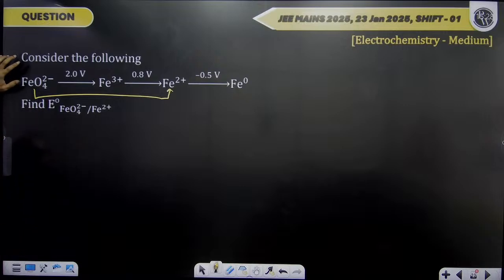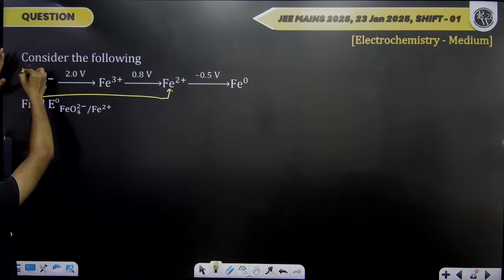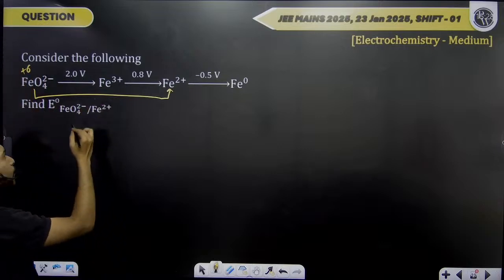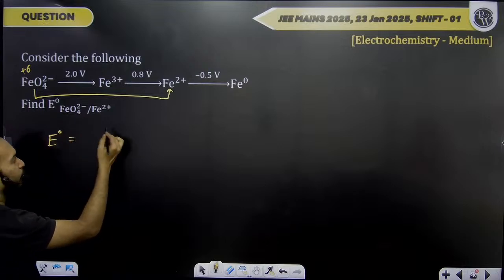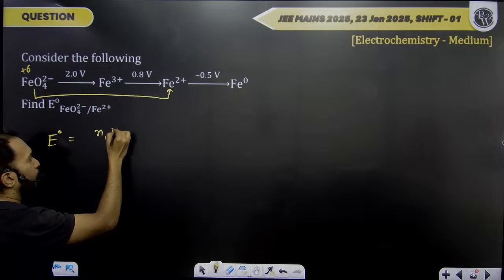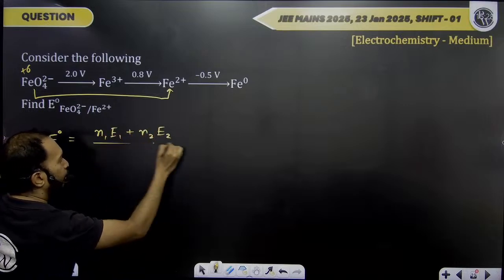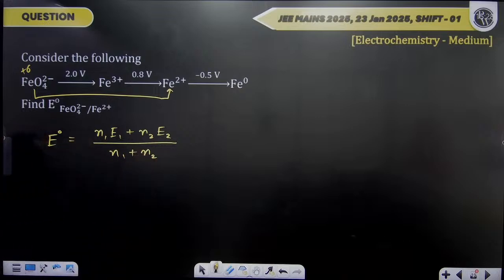Acha, what's the oxidation state of iron over here? FeO4 2-, what is the oxidation state? Calculate it. This is coming out to be +6, right? Okay, so Latimer diagram, we know that if you want to calculate the E naught, then there is a very simple formula, (N1 E1 + N2 E2) divided by (N1 + N2). Okay, N1 N2 are number of electrons transferred, E1 and E2 are the electrode potential of the corresponding reactions, right?